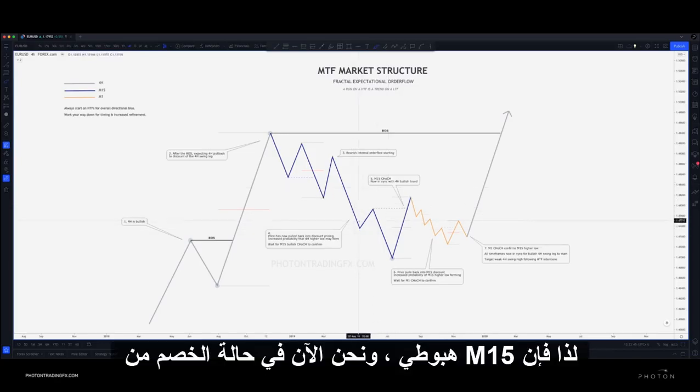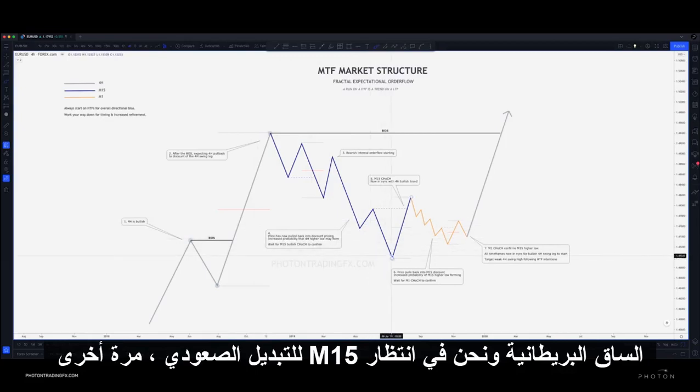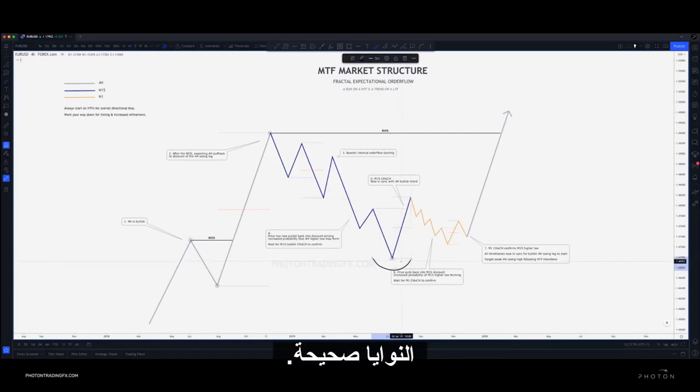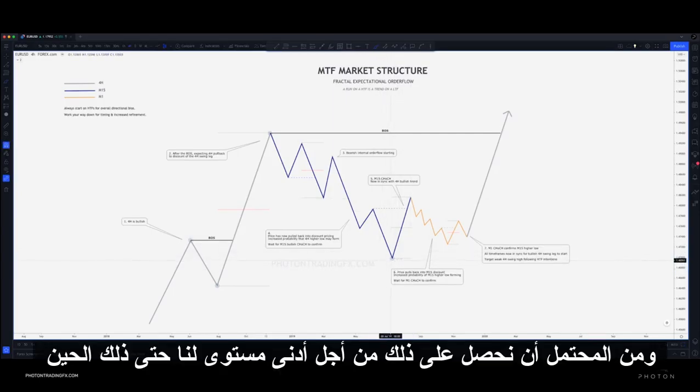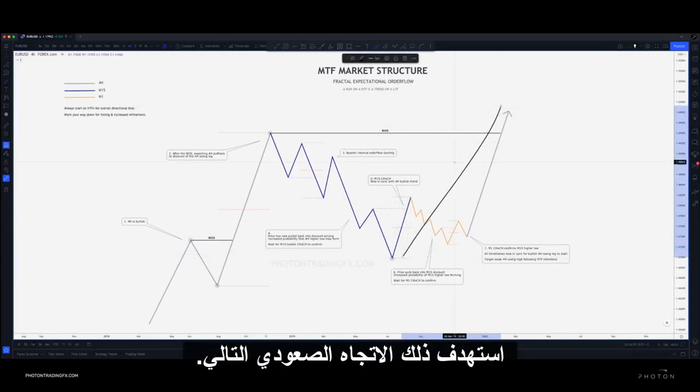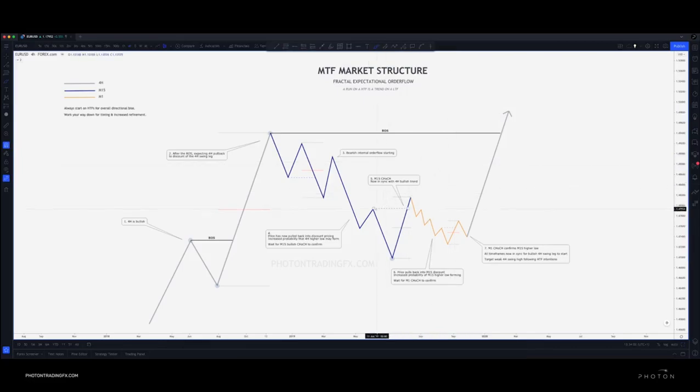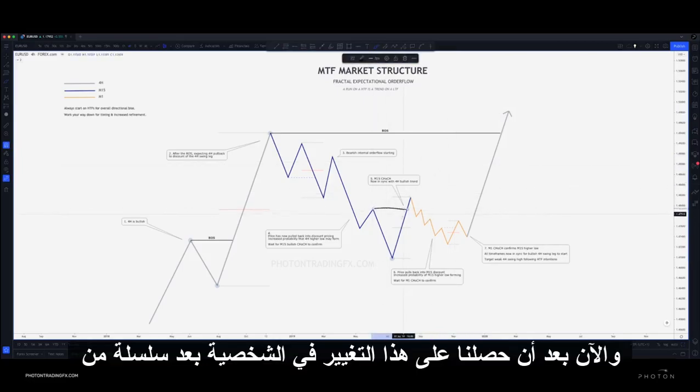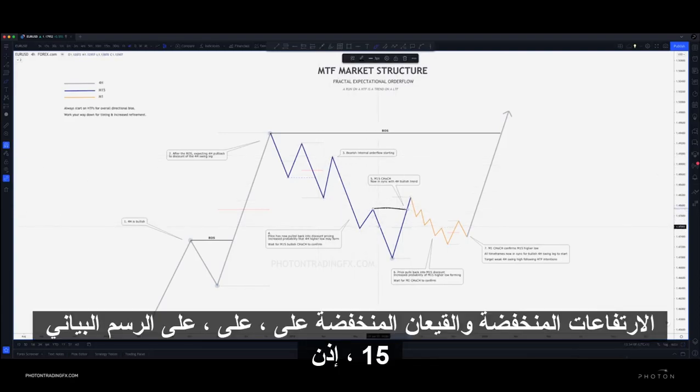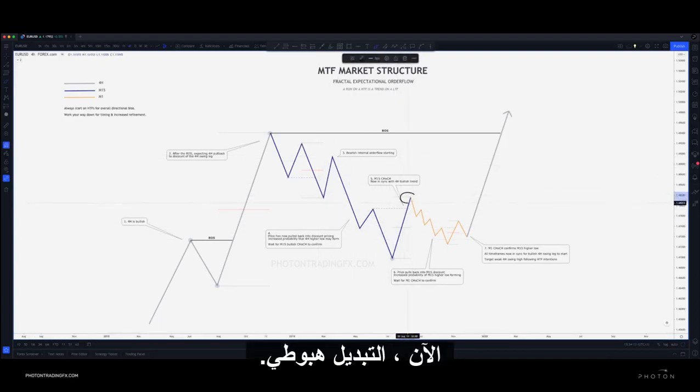So the M15 is bearish. We're now in the 4-hour discount of the bullish leg, and we are waiting for the M15 to switch bullish again to confirm that the higher time frame intentions are true, and that we're potentially going to get that 4-hour higher low to then target that next bullish swing run. So now that we get that change of character, after a series of lower highs and lower lows on the M15 chart, the M15 chart now switches bearish.